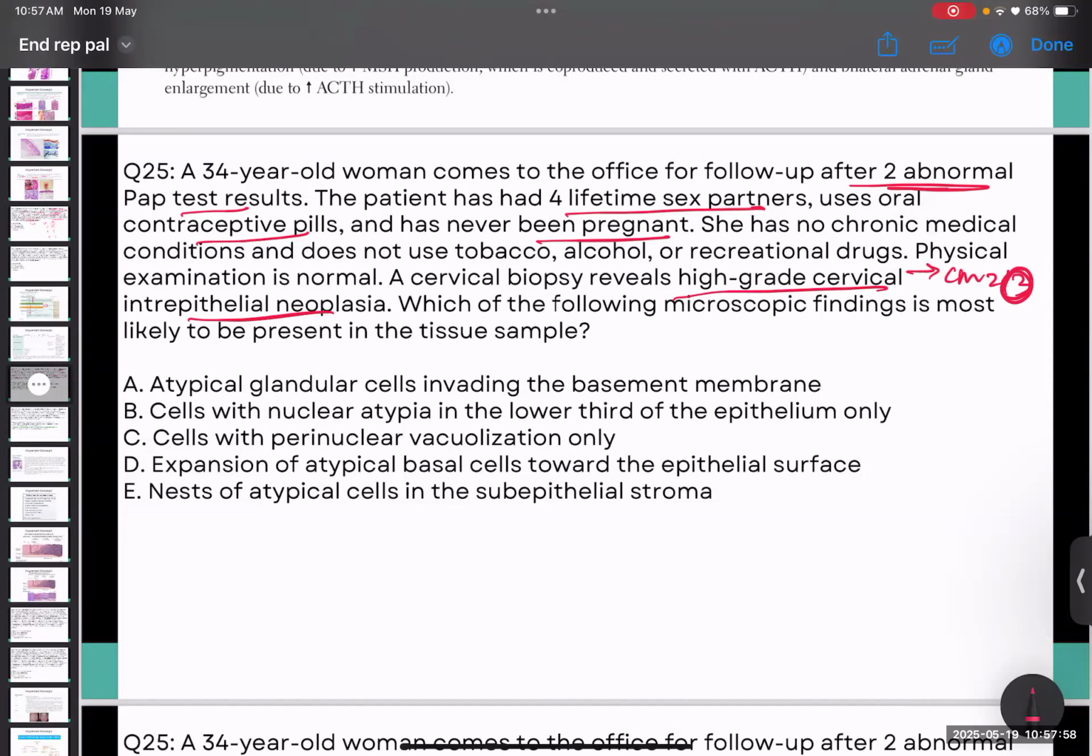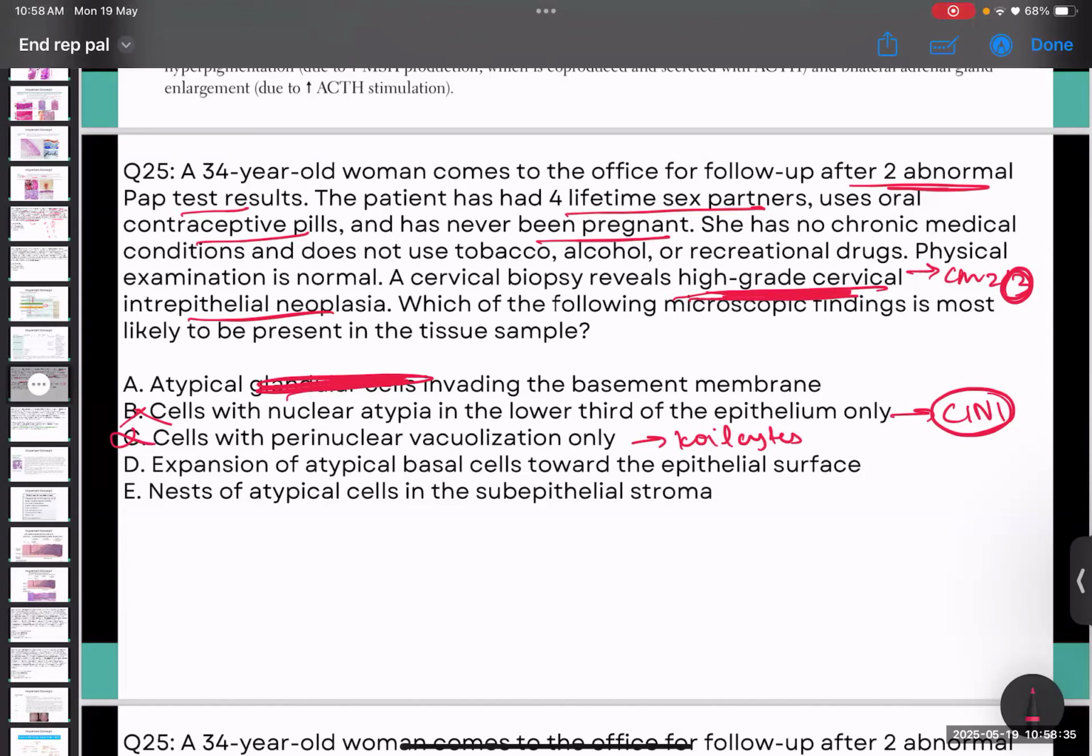So, atypical glandular cells invading the basement membrane. Cervical epithelium, so glandular cells are no. It's supposed to be squamous cells. Cells with nuclear atypia in the lower third of the epithelium only. This is CIN1, and this is usually low grade, and it's clearly said here it's high grade, so no. Cells with perinuclear vacuolization only. So these are koilocytes. You will see koilocytes here, but they've literally said here high grade cervical intraepithelial neoplasia. So you won't just see koilocytes, you will also see atypia. So that's out of the equation as well.